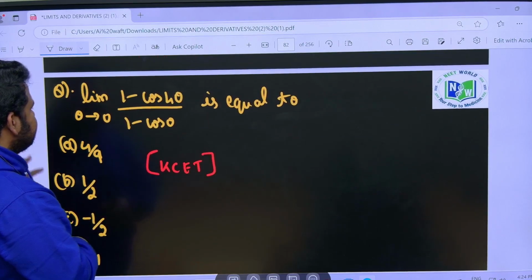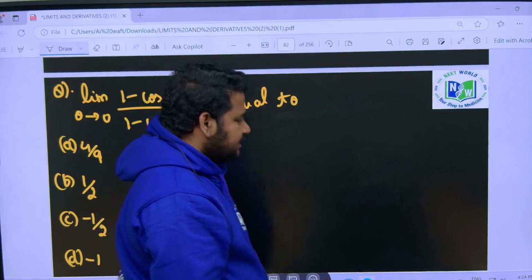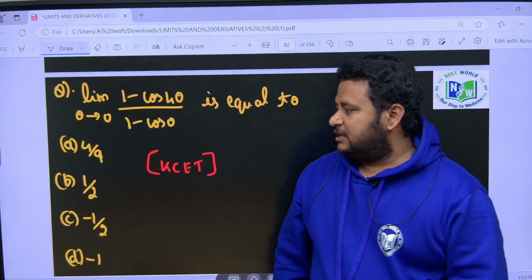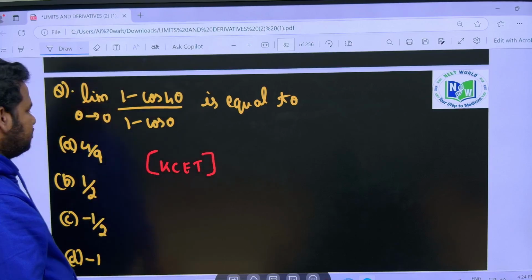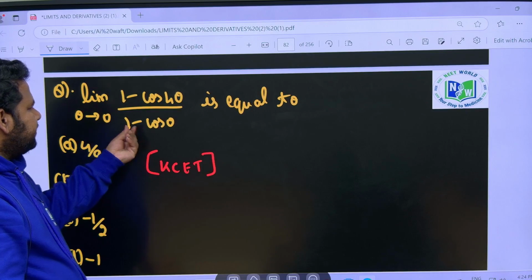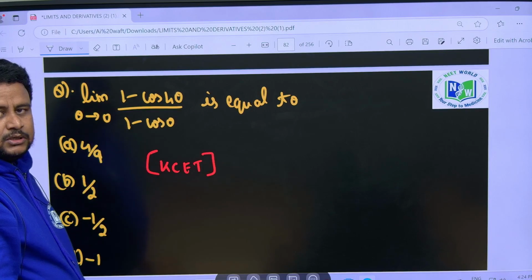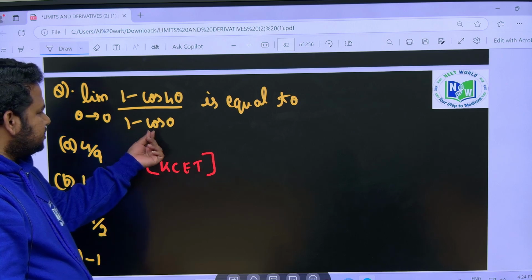Look at this question. They have given the limit of 1 minus cos 4 theta by 1 minus cos theta as theta tends to 0. What is it equal to? That is the question. So 1 minus cos theta is what? 2 sin square theta. Correct? No, actually it is 2 sin square theta by 2.